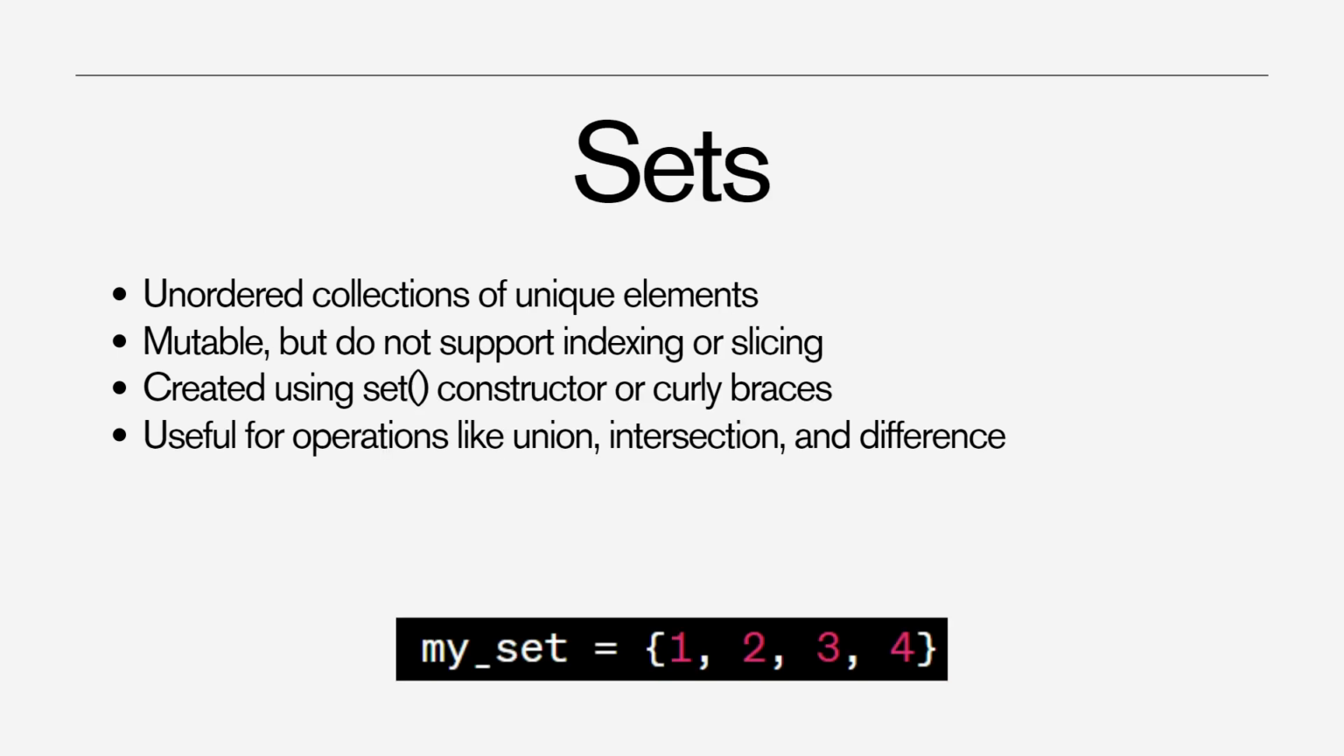Then we have sets. Sets are another collection of unique elements. They are mutable but do not support indexing or slicing. You can create a set using the set constructor or by enclosing elements in curly braces.